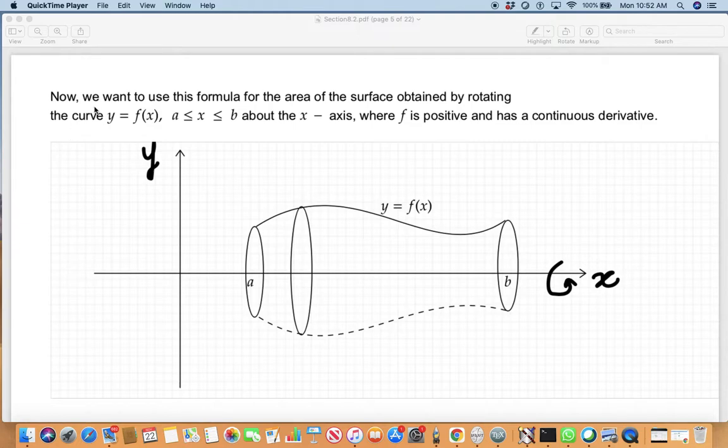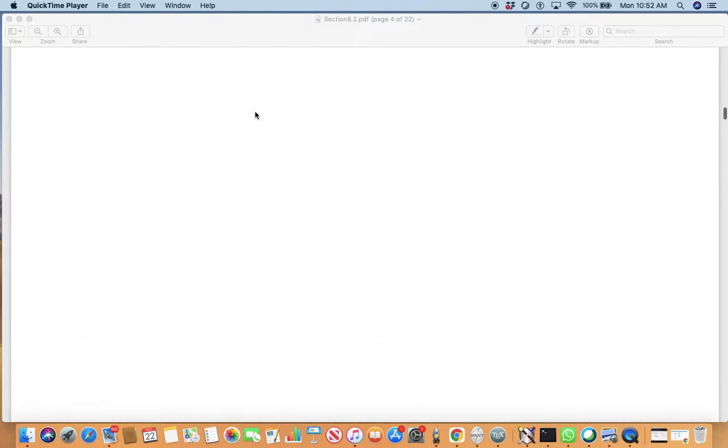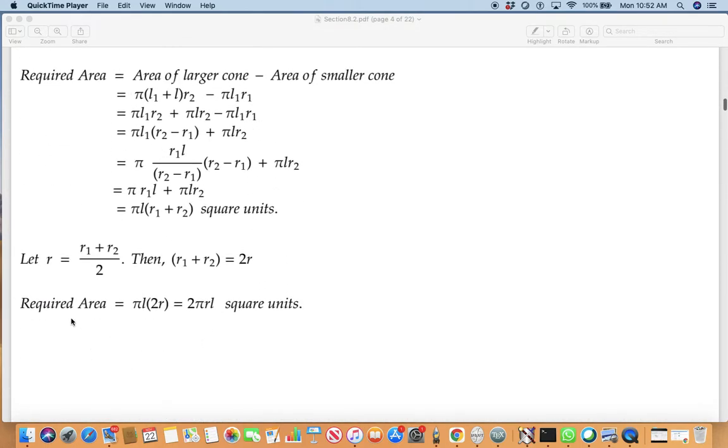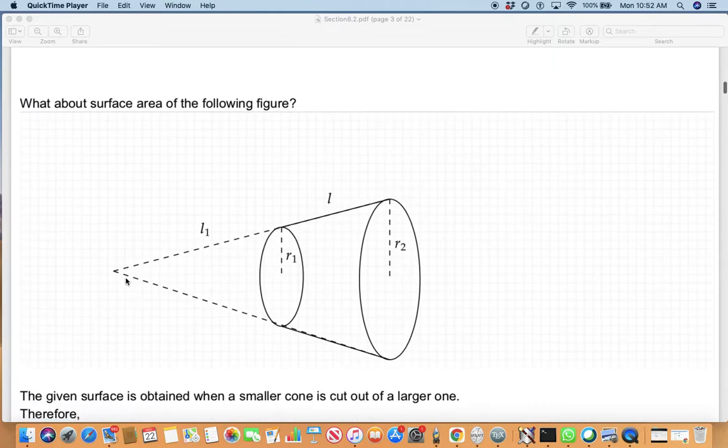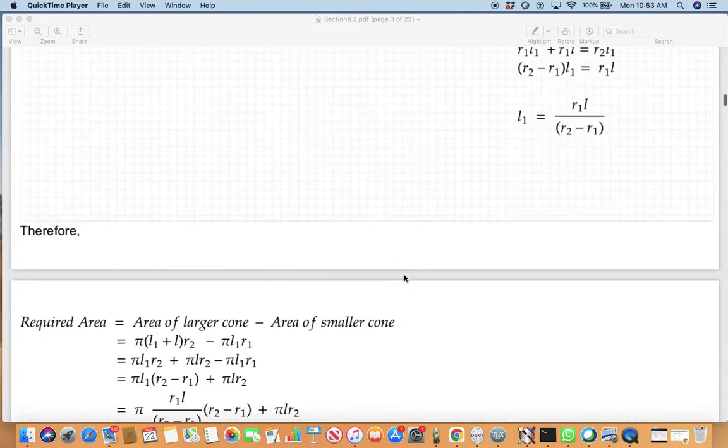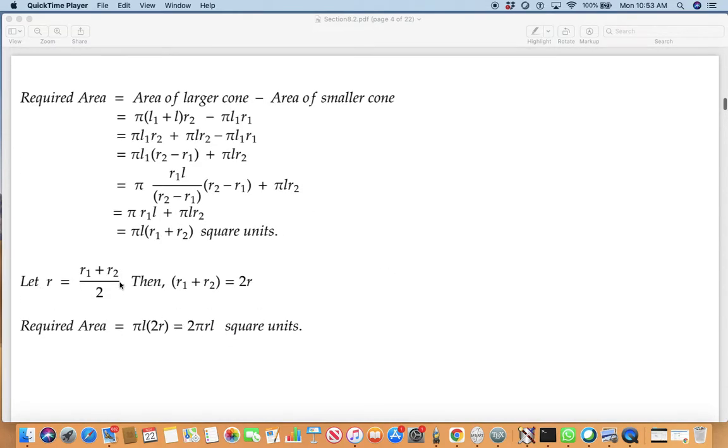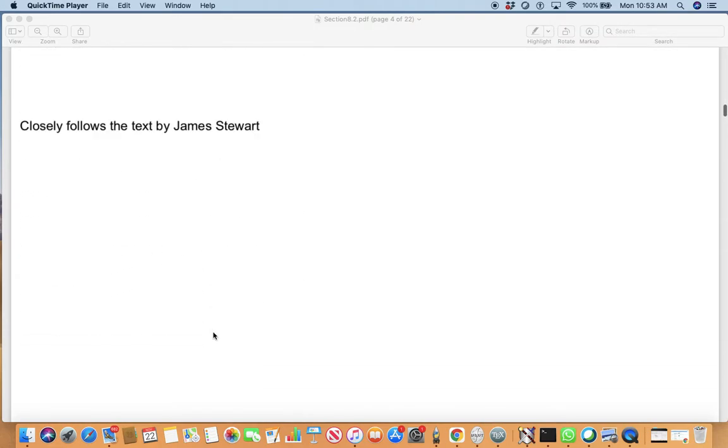Come back. Now, we want to use the formula for area of a surface. Which formula? This formula: area 2 pi RL, the surface area of a figure which looks like this. Side length L, R1 and R2 being the two base radii. So what is R? R is the average of R1 and R2. Then the required surface area is 2 pi RL.